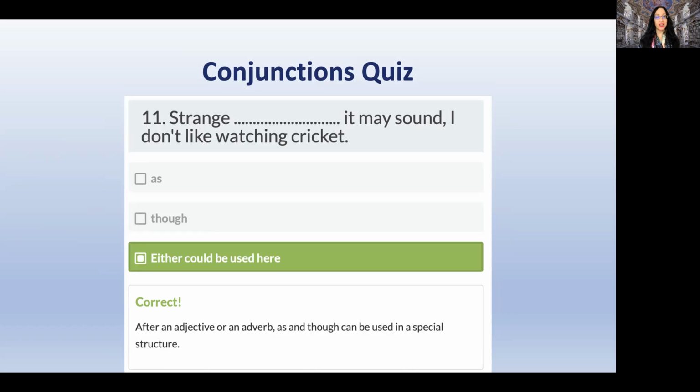So after an adjective or an adverb, as and though can be used in a special structure. Okay, so it might make more sense to you if we just repeat the way it sounds and how it would make sense in our minds. So everyone just close your eyes and just repeat after me. Strange as it may sound, I don't like watching cricket. Repeat. Good. Now repeat after me. Strange though it may sound, I don't like watching cricket. Repeat. Great job. So remember, after an adjective or an adverb, as and though can be used in a special structure, and this is the special structure.